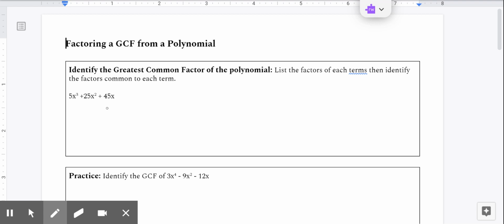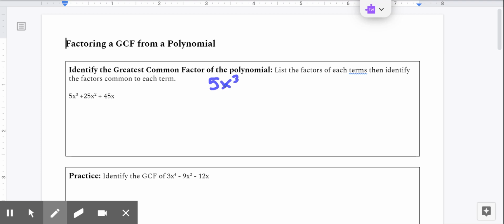So you can see here we have the polynomial. We have 5x cubed plus 25x squared plus 45x. So we're looking to find the greatest common factor between those three terms. So I'm going to start there with that 5x cubed. And we're going to list out the factors of 5x cubed.